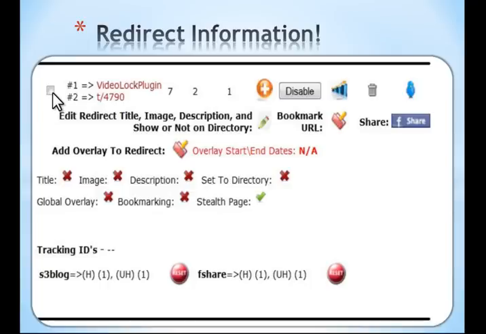This button is for if I wanted to do a mass redirect delete. I just click all these, and then at the bottom of that page there'd be a delete button, and it will remove all those redirects. Here is where you're going to add your landing URL. Here it says right here, edit redirect title, image, description, show or not on your directory. You can turn it to stealth mode.